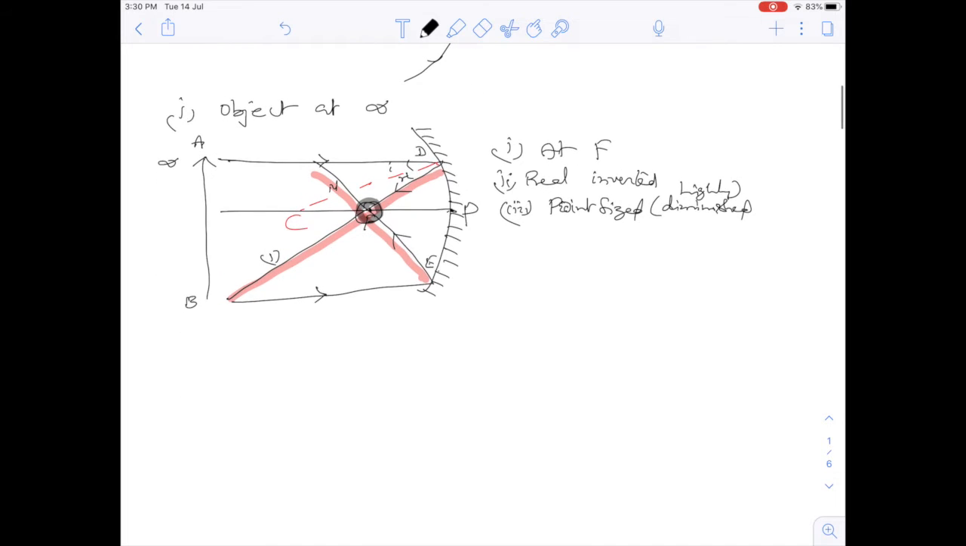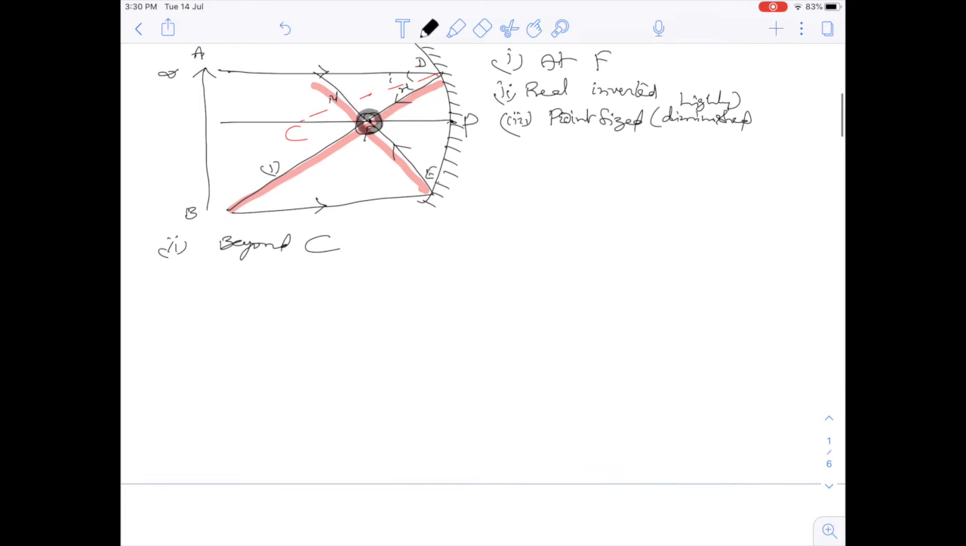Then we will go to number 2. When the object is at a position beyond C. So let us consider a concave mirror.